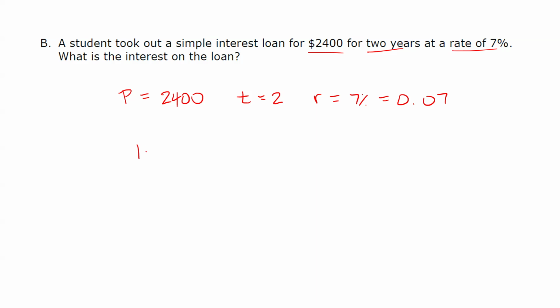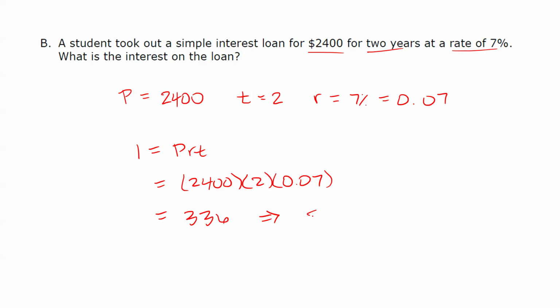So to find the interest, because that's what our question is asking us, what is the interest on the loan? I equals PRT. So substituting my values into this formula, I'll get 2,400 times 2 times 0.07, which comes out to be 336. So the interest on the loan is $336.